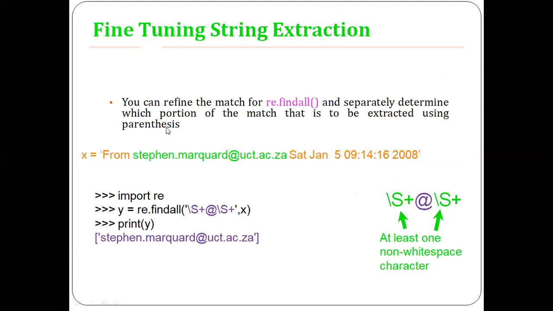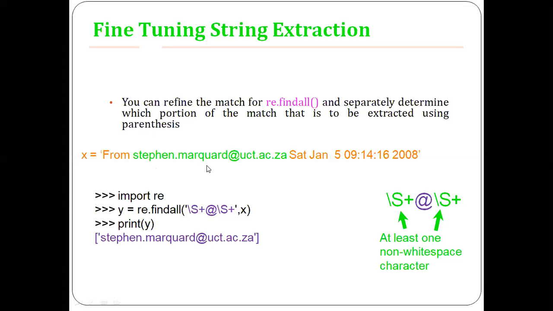So like that, we can fine tune the extraction. We can refine the match of re dot findall, and separately determine which portion of the match has to be extracted using the parentheses. You can extract only a portion of the string that you match, or determine which portion of the string has to be extracted using the parentheses. Let us look at the example here.